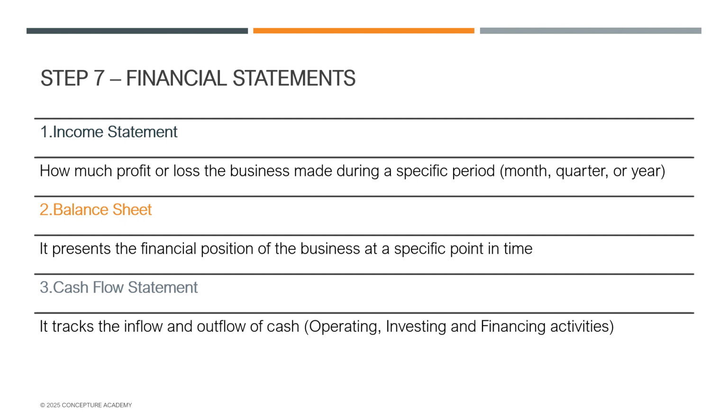These 3 financial statements tell the financial story of a business. Each one shows a different aspect of the performance: income statement, balance sheet, and cash flow statement. Income statement tells us how much profit or loss the business made during a specific period, say month, quarter, or a year. While balance sheet presents the financial position of the business at a specific point in time. Cash flow statement tracks the inflow and outflow of actual cash through operating, investing, and financing activities.